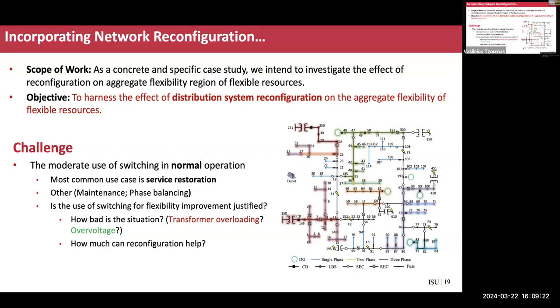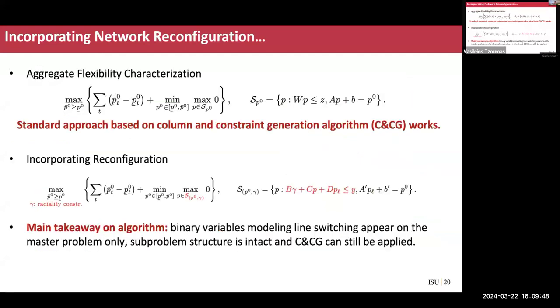Maybe it's something you do after service restoration. Instead of just restoring service as much as possible to customers, you can also do aggregate flexibility improvement along the way. And maybe something we need to look into is how much benefit we get to justify this kind of approach. But one positive we see in terms of the formulation is that incorporating network reconfiguration is really not changing the tractability of this problem significantly.